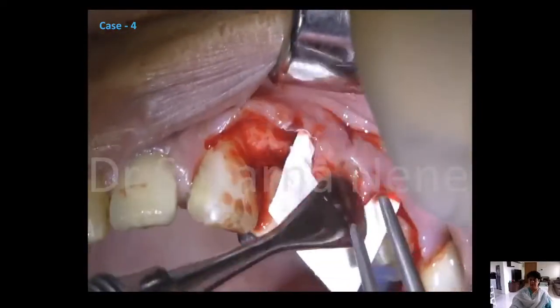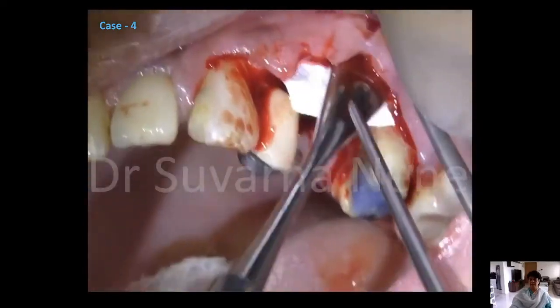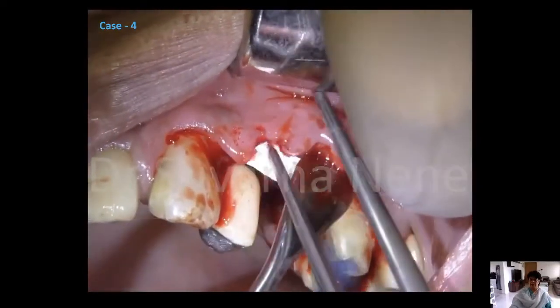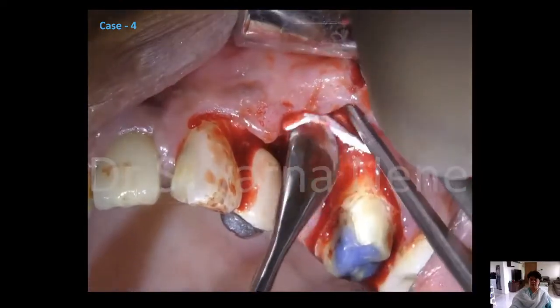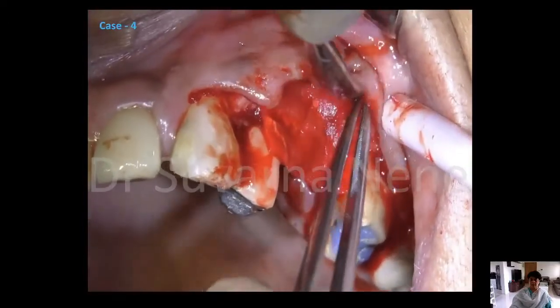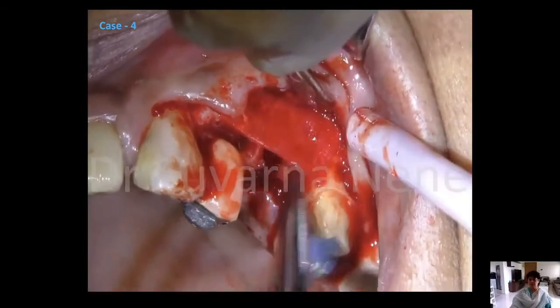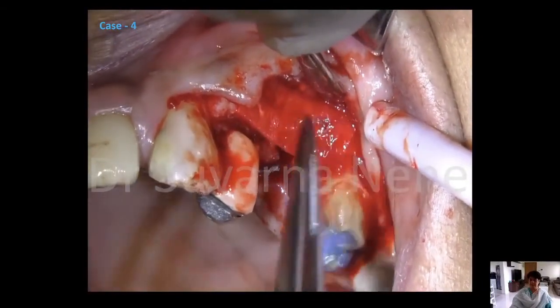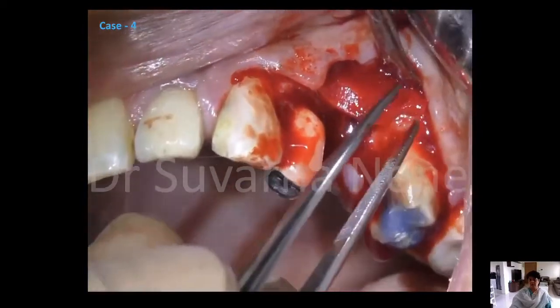Okay, so obviously you have to clean it, and then I'm placing a membrane on the buccal aspect. First we need to stabilize it. It's your choice whether you place the graft first or the membrane first. It depends on what you are doing and how you do it.